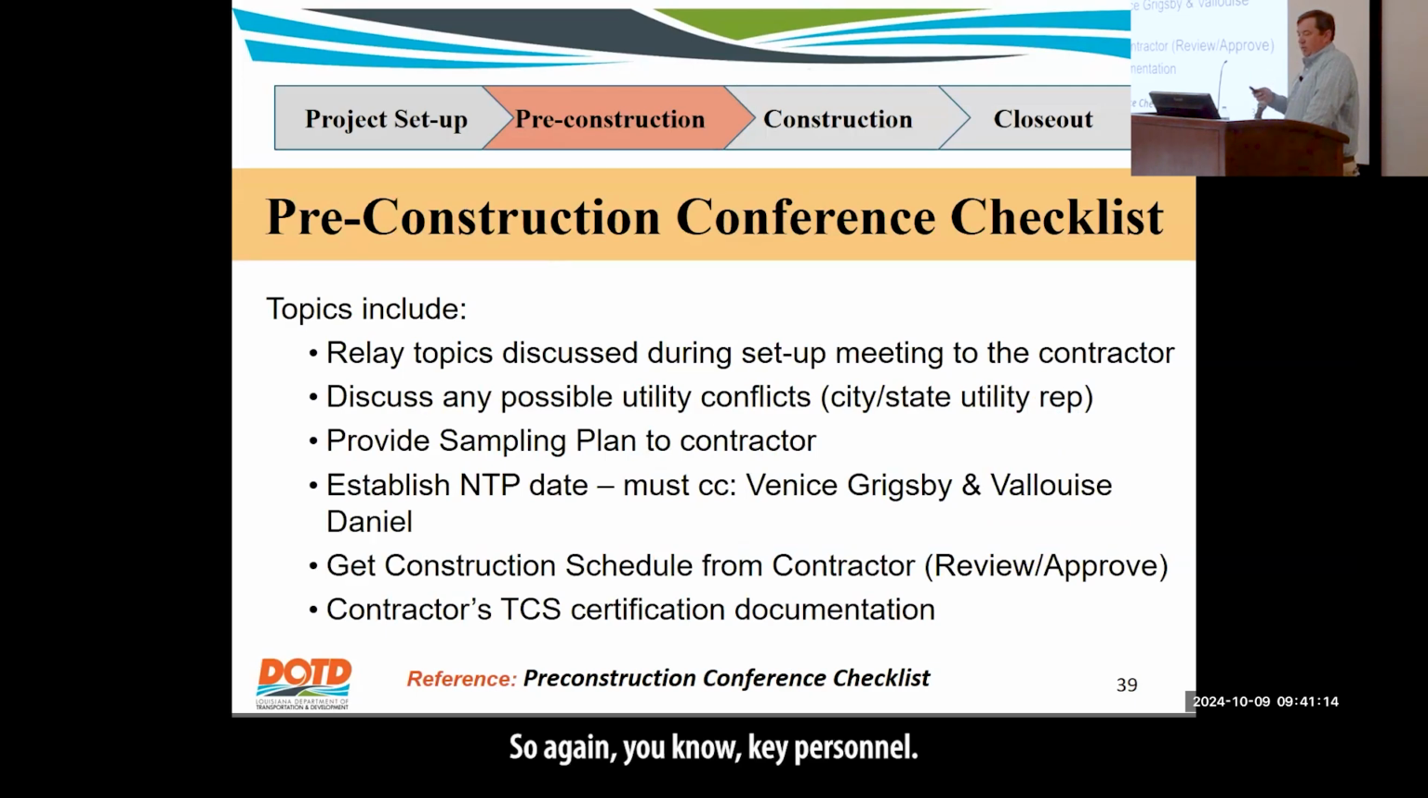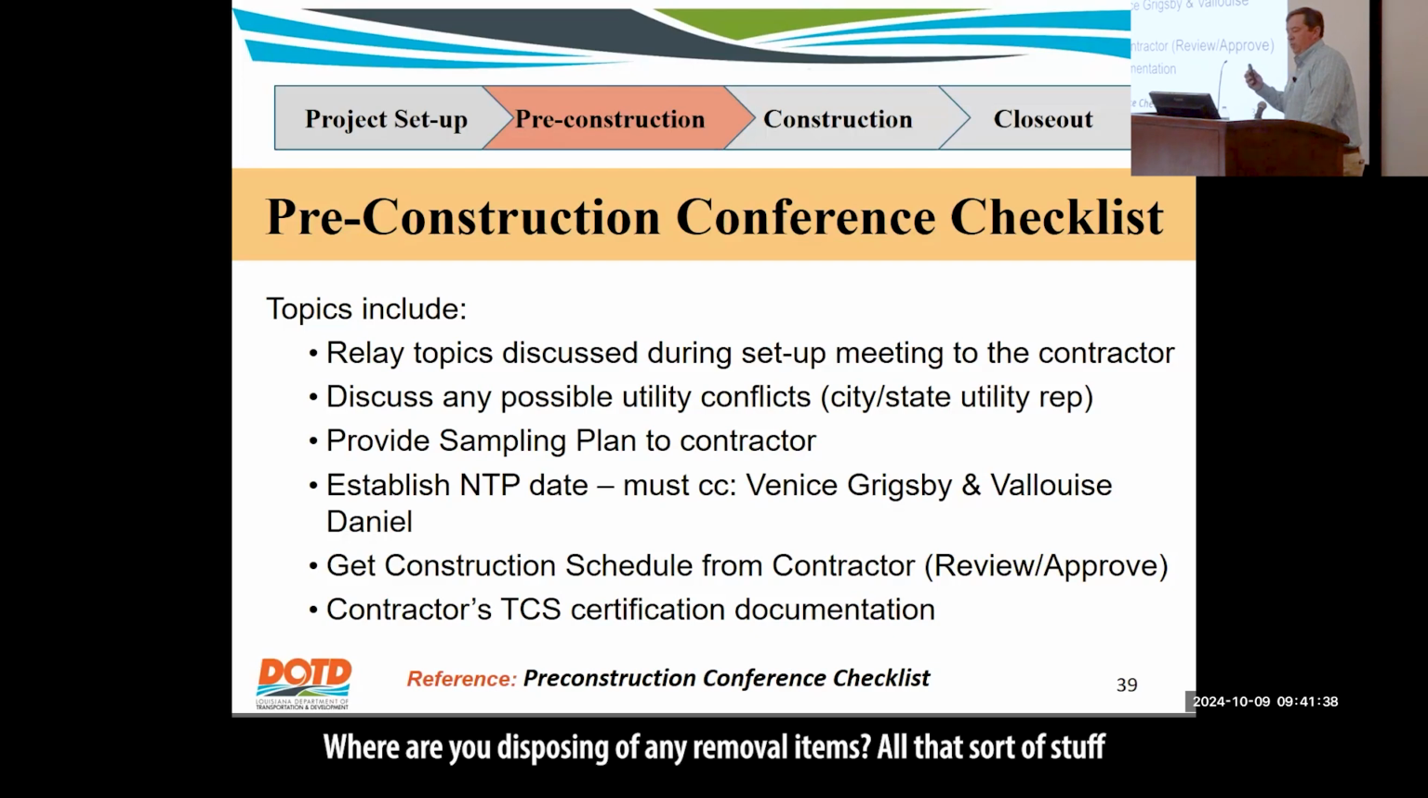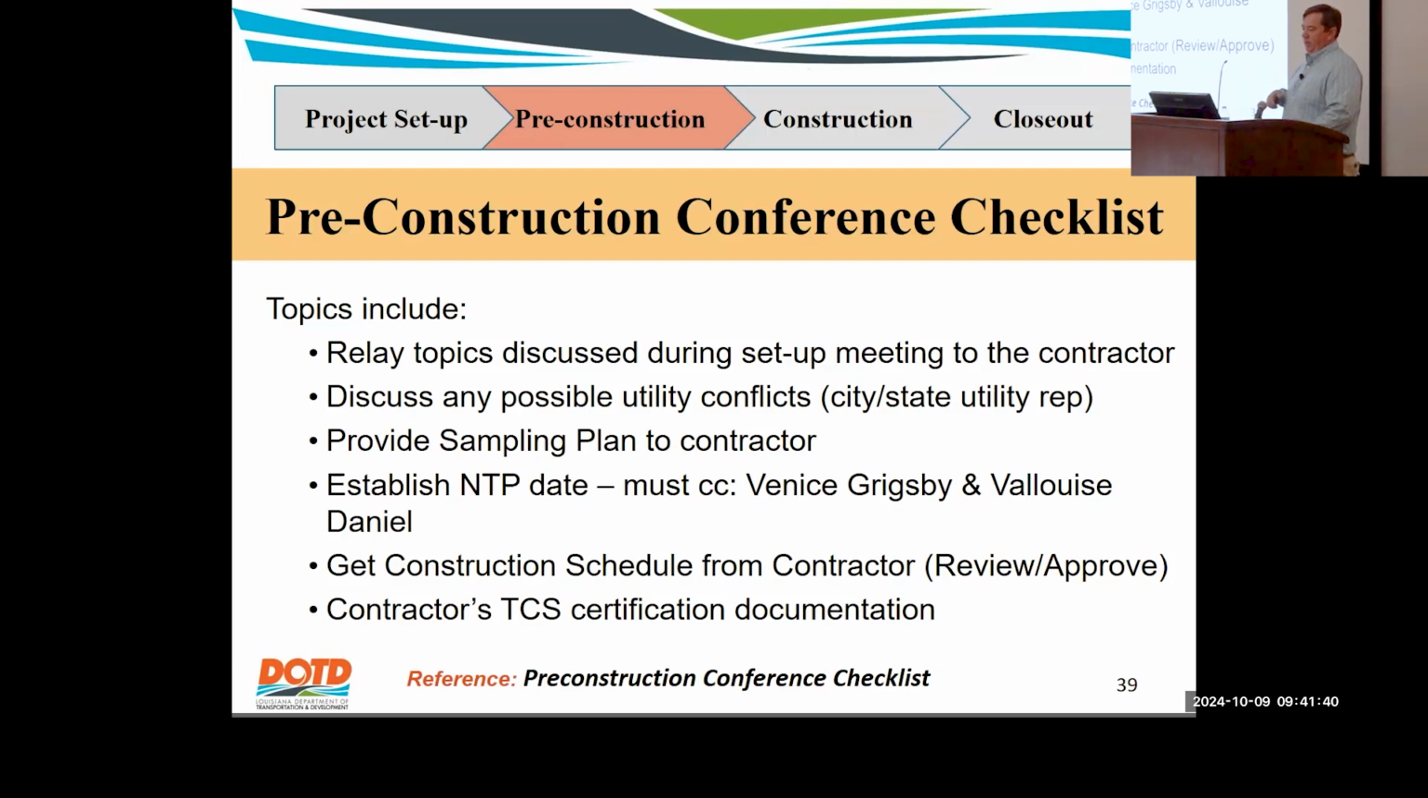So again, key personnel. The topics we're going to go over: you're going to go through that pre-con checklist. It goes over all the contract details, contract time, any lane closure restrictions like I mentioned before, project-specific things that you need to go over. Where are you getting your embankment from? Do you have a dirt pit? Where are you disposing of any removal items? All that sort of stuff.